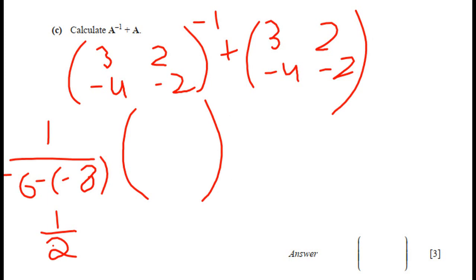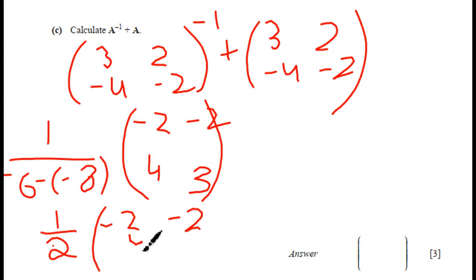Next, to complete the process of finding inverse of a matrix, you look at the original matrix again, and what you do is change the positions of these two. So minus 2 comes over here, 3 goes over here, then you flip the sign of this one, we get minus 2 over here, and then you flip the sign of this one, so we get 4 over here. So minus 2, 4, 3. So we've completed the process of finding A inverse.